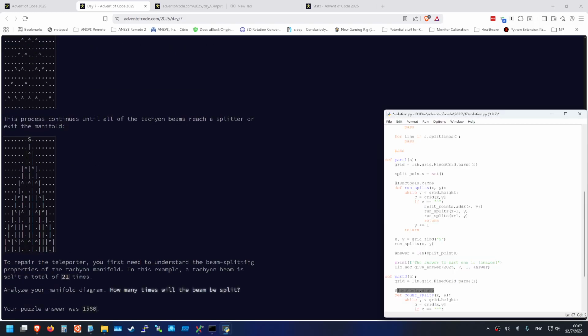So we just go through, we run the splits. Every single time we hit a split, we add that split point. And actually looking at it, we're counting the carets. I think we're counting the carets.